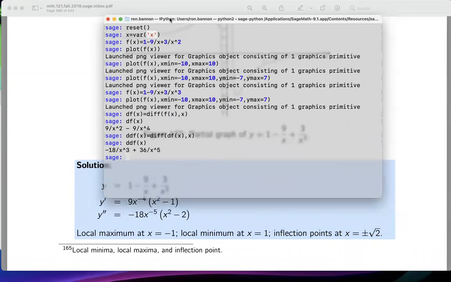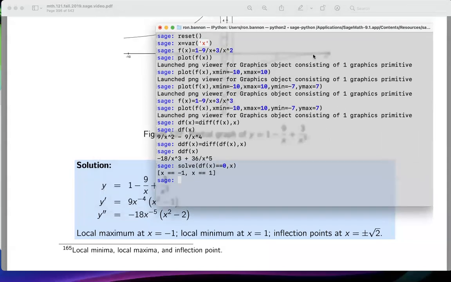So what I'm going to do is I'm going to solve. And what am I going to solve? I'm going to solve df of x equal to 0 for x. And I want to see what happens. I might be surprised, by the way. Well, it says plus or -1. So let me point out what I mean by this.